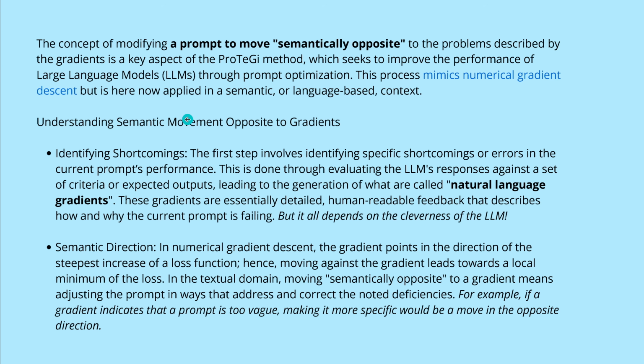Beautiful. As I told you, it all depends on the cleverness of the LLMs, or to be more specific, on the pre-trained complexity level that this LLM is able to handle and analyze. And if a gradient descent says that a prompt is too weak, make it more specific would be a move in the opposite direction. So whatever GPT-4 notices here in the output of GPT 3.5, it tries to move in the opposite direction, whatever this is.